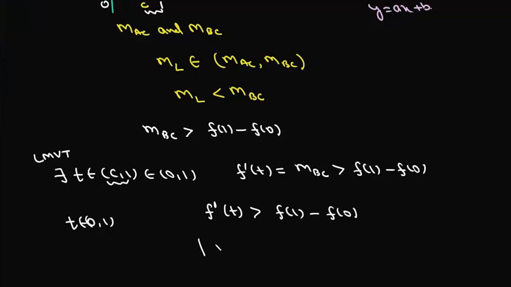And from here we can clearly write mod of f dash t is greater than mod of f1 minus f0. And we are taking this mod sign because we have assumed f1 is greater than f0. If you want, you can take the two cases separately: when f1 is greater than f0 and the second case where f1 is less than f0. Whichever way, you'll get the same result. And this is how we solve such questions.